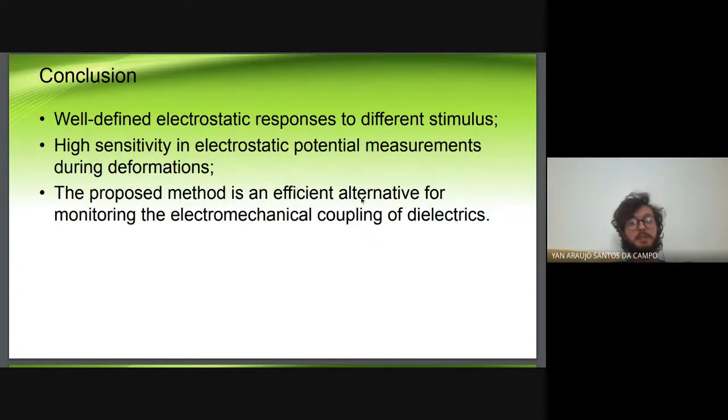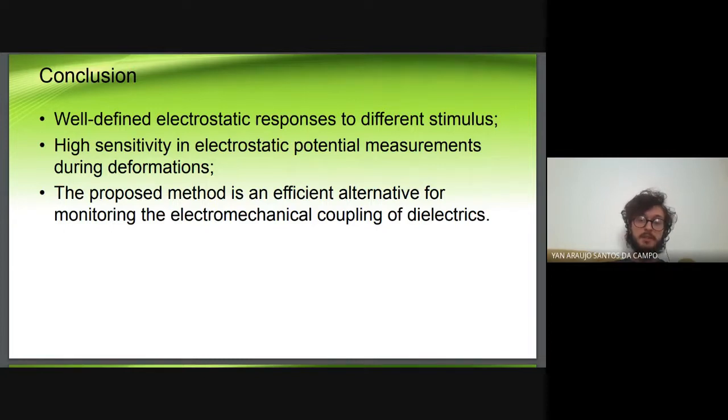So the electric response of dielectric materials subjected to different strain stimulus was measured with non-contacting Kelvin probes. Many important features of electromechanical coupling that could not be observed with standard techniques currently used to characterize the flexoelectric effect were easily revealed with electrostatic methods.